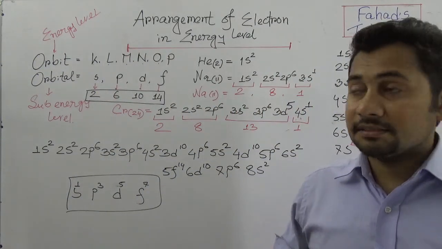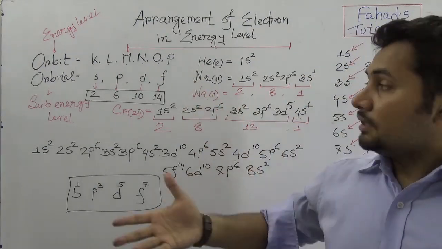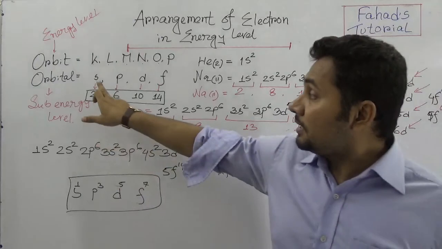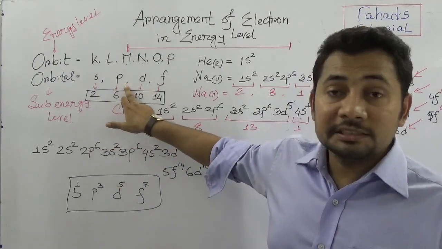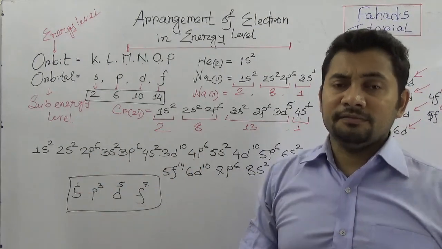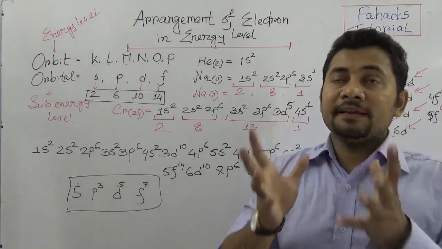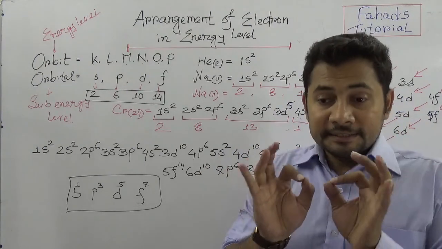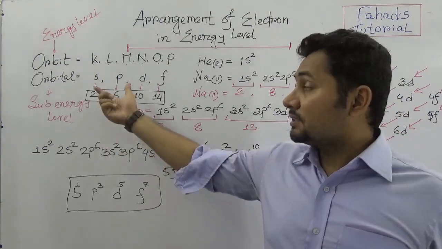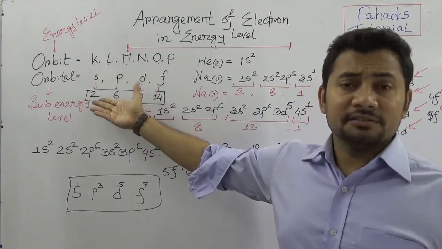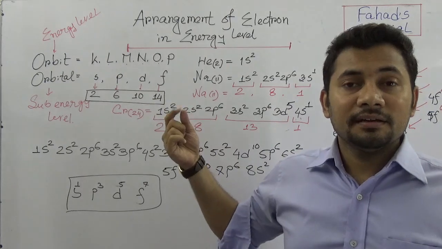Some students can ask why the orbitals are called S, P, D, F, because there are specific names: sharp, principal, diffuse and fundamental. I shall explain it in another video, because I am thinking to upload a video on orbits and orbitals, explaining why these orbitals are known as S, P, D and F, and why this number of electrons, like 2, 6, 10 and 14.